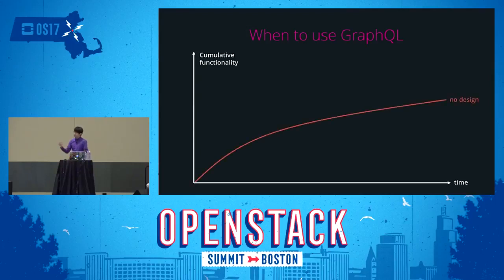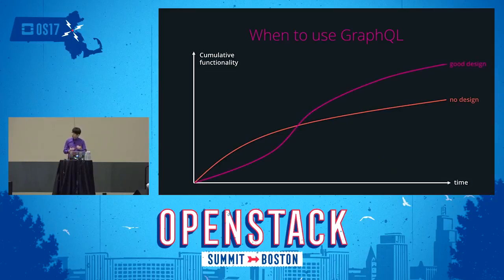Because if you start off with no design, nothing gets in the way. You don't think about how to do some specific thing in some specific way. So you have this very fast initial velocity where you can get a lot of cumulative functionality in a short amount of time. But as you continue with no design, that curve tapers off, and it becomes increasingly more difficult, or takes longer and longer, to add the same amount of cumulative functionality.